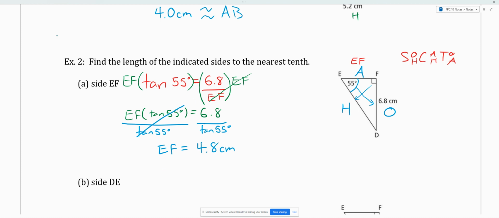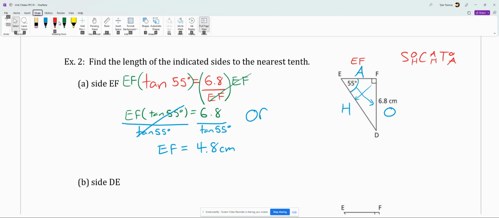Now, whenever you have the unknown here, you might notice something that has happened. There's been a bit of a swap. So if you want to do this faster, I'm going to put an or over here. Here's another way of doing it. Let's go back to red. Okay, we are just swapping. So our original question in red here, the tan of 55 and EF just switched. So we can see here that EF was equal to 6.8 divided by the tangent of 55. So we can easily set that up by just doing the swap.